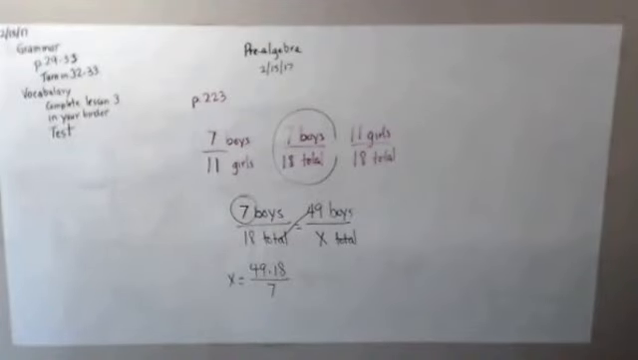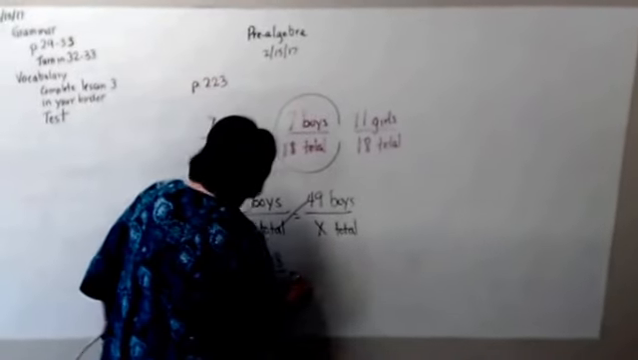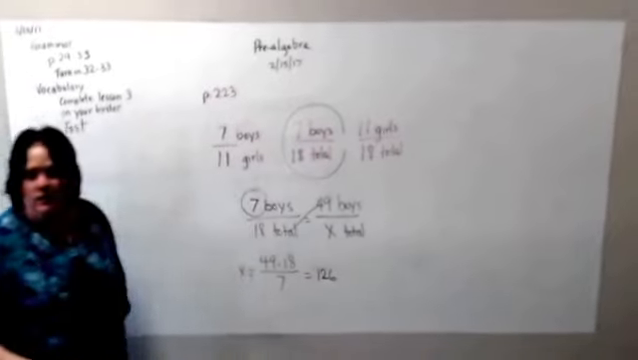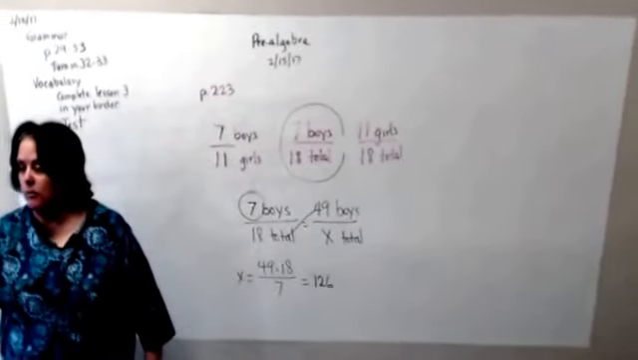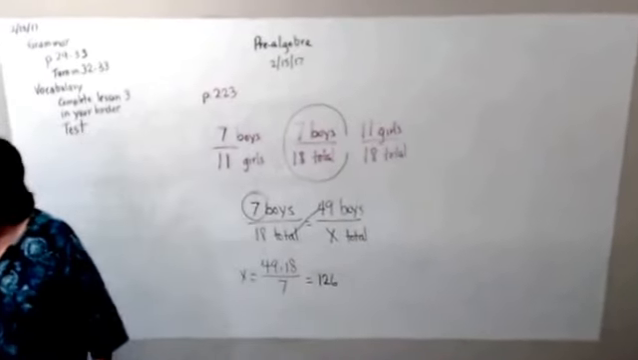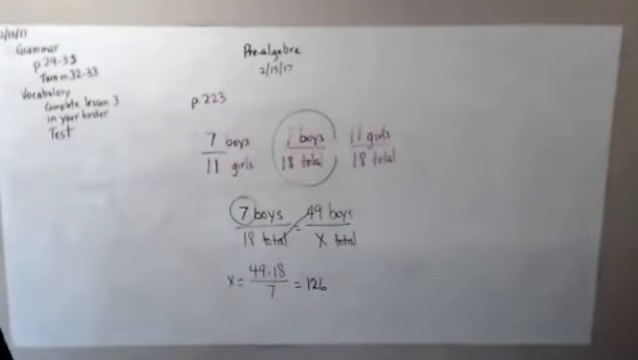126. Does everybody agree it equals 126? Yes. 126 what? Boys and girls together. Because that's what the question asked us, huh? Total are boys and girls together. Or you could put total students.